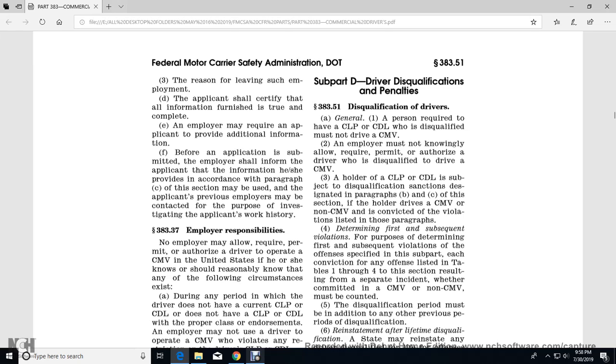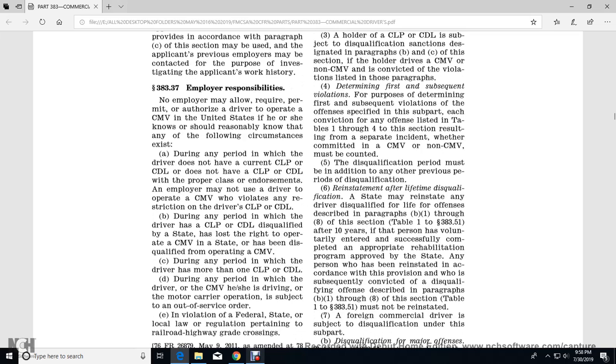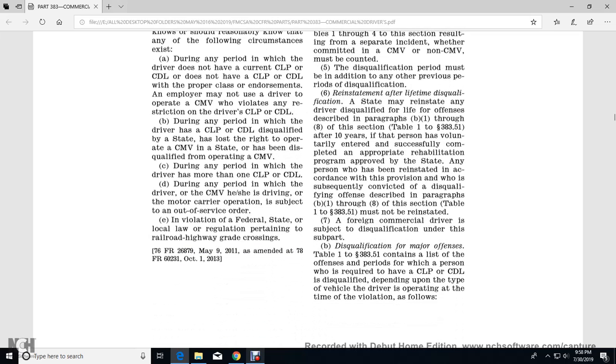A driver of a commercial vehicle or non-commercial vehicle who is convicted of a violation listed in those paragraphs is subject to disqualification. For the purpose of determining the first and subsequent violations of offenses specified in this subpart, the conviction of any of the offenses listed in tables 1 through 4 of this section, resulting from a separate incident, whether committed with a commercial motor vehicle or non-commercial motor vehicle, must be counted. This disqualification period must be in addition to any previous period of disqualification.